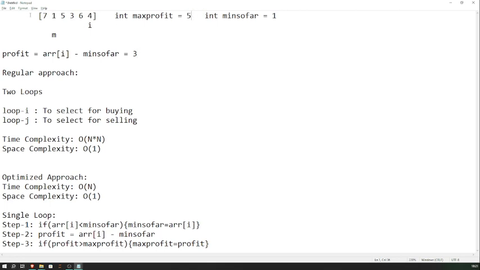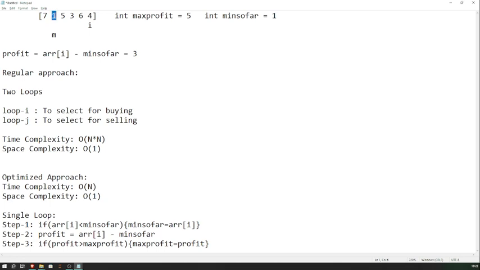Our answer is 5. Now even if you see the array, what you observe is, if you buy on 1 and sell on 6, you get maximum profit. There is no other scenario. You could try all other possible cases, but you cannot do. Why? Because you cannot buy on 1 and then sell on 7, because 1 comes after 7.